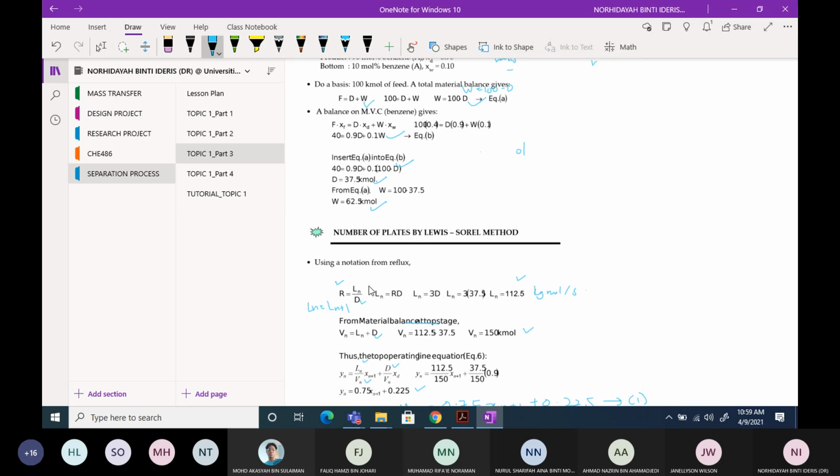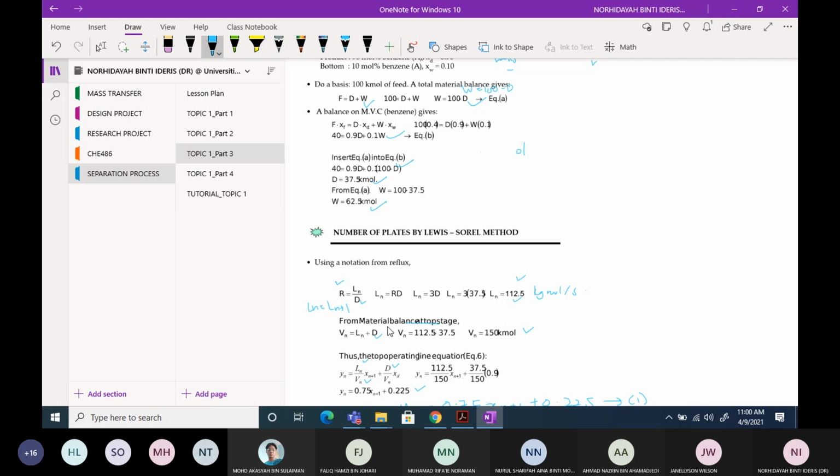Okay, now we recall the definition of R. As I told you before, R is equal to Ln over D, and eventually you know the value of R. And the distillate D you just calculated here. That will give you Ln equal to 112.5 kilomole per second. Okay, so this is your value of Ln. So right now you have the value of Ln.